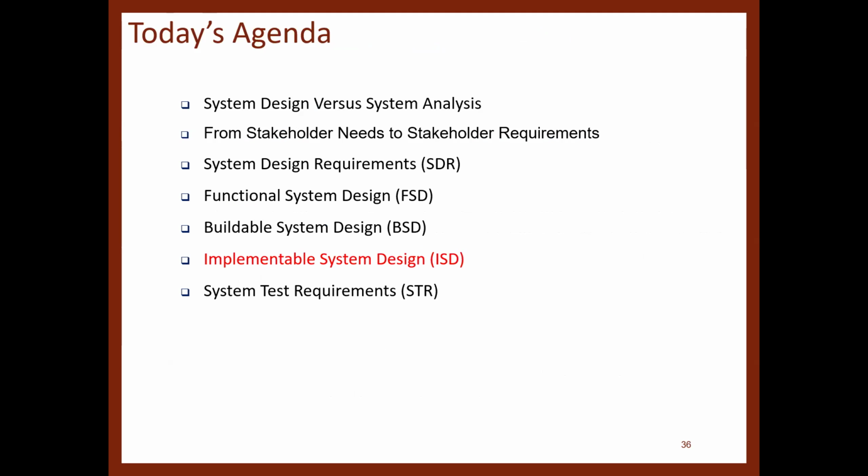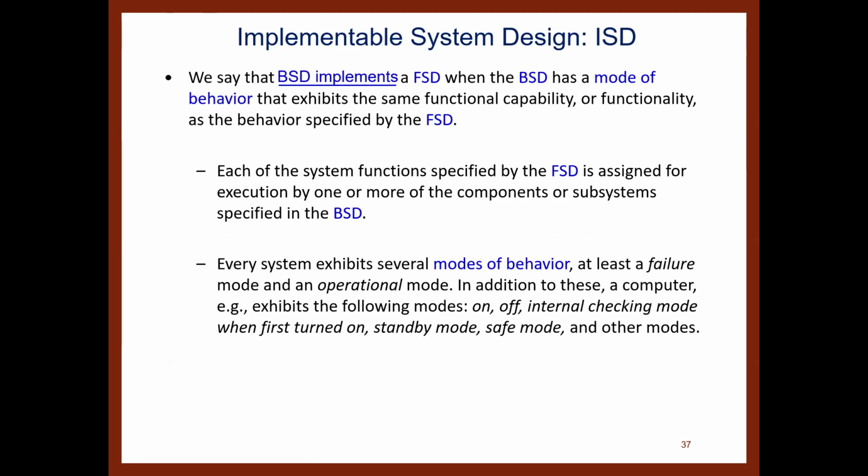Okay, so the last one is the implementable system design. We say that a buildable system design implements a functional system design when the buildable system design has a mode of behavior that exhibits the same functional capability or functionality as the behavior specified by the functional system design. Each of the system functions specified by the functional system design is assigned for execution by one or more of the components or subsystems specified in the buildable system design.